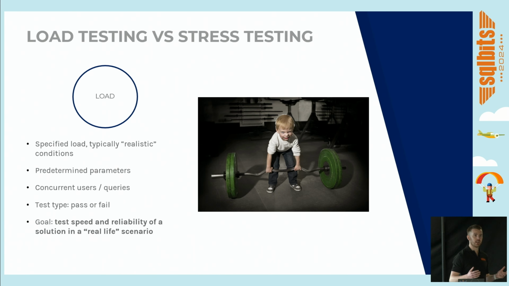We're specifying a load up front, typically with some realistic conditions, so what our production environment looks like. We're predetermining the parameters on that, so how many users, how many refreshes, etc. And then we're testing a pass or fail scenario, so does our report perform under that specified load, or does it crash, or does it just not meet our SLA of our performance?